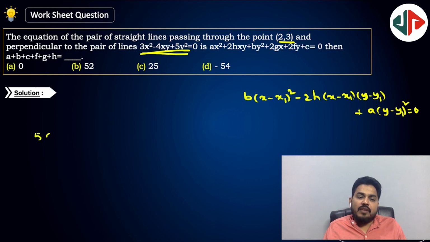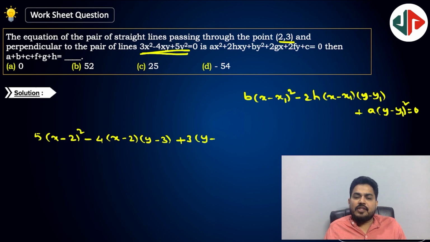5 times (x minus 2) whole square minus 4 times (x minus 2) into (y minus 3) plus 3 times (y minus 3) whole square is equal to 0. So in this one they are asking a, b, c, f, all those values. So you have to simplify this.